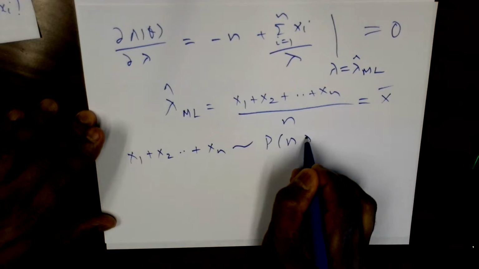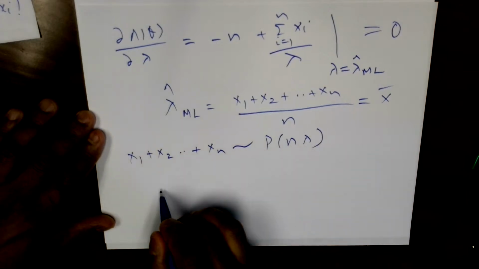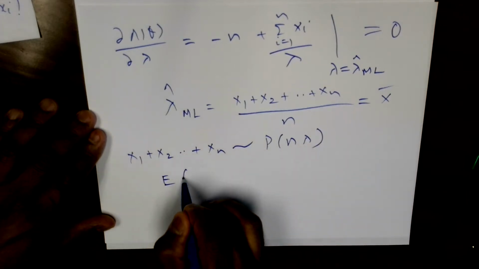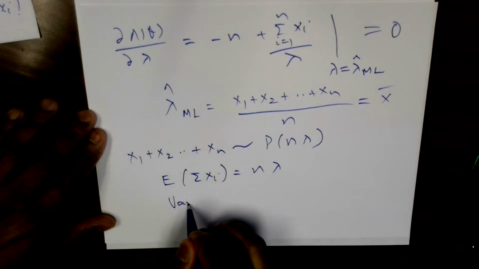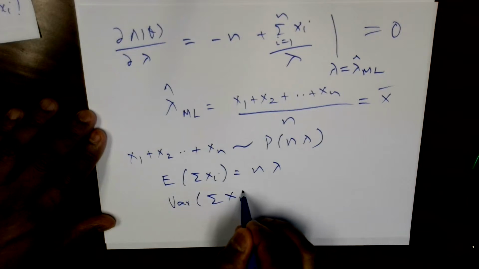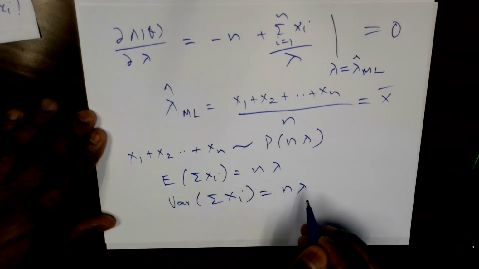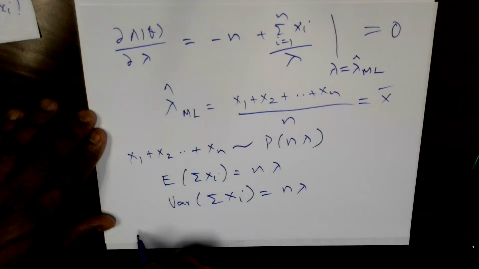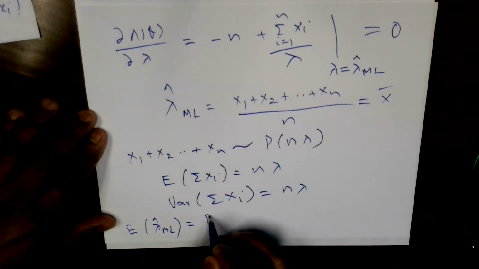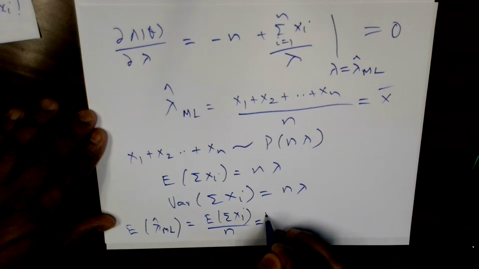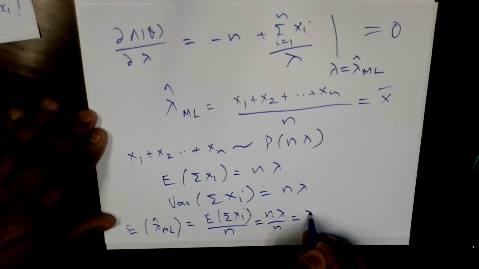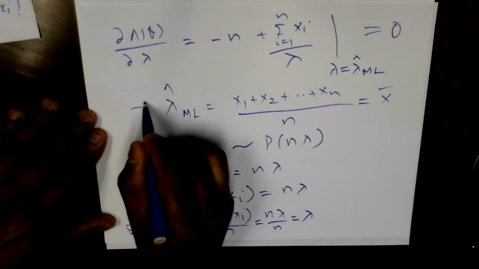So this is Poisson with parameter n lambda. So the expected value of sigma xi is n lambda. Variance of sigma xi is also n lambda. So we can use these two properties here. So expected value of lambda hat ml, you can see from here, is the expected value of xi, which is n lambda over n. So that's n lambda over n, that's lambda. So this is an unbiased estimator.